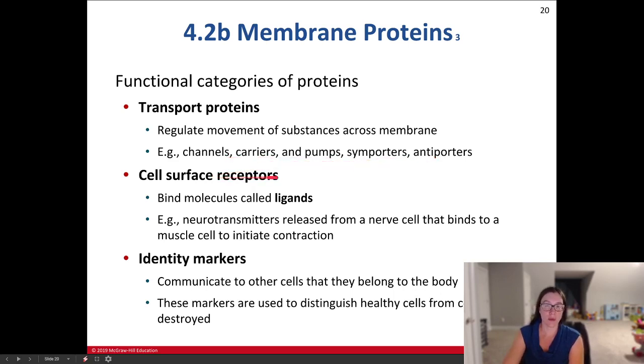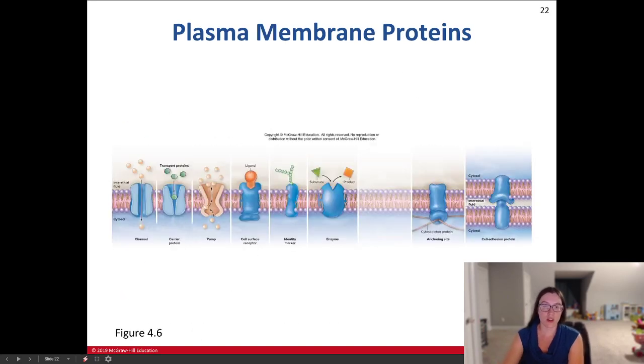Cell surface receptors are molecules that can bind things that are called ligands. And a ligand is just a chemical messenger that's going to bind to those proteins. Examples of ligands would be neurotransmitters from the nervous system or hormones from the endocrine system. In this picture here, we can see a cell surface receptor is going to be a protein that binds to a specific ligand, and it's usually going to cause some sort of change inside the cell.